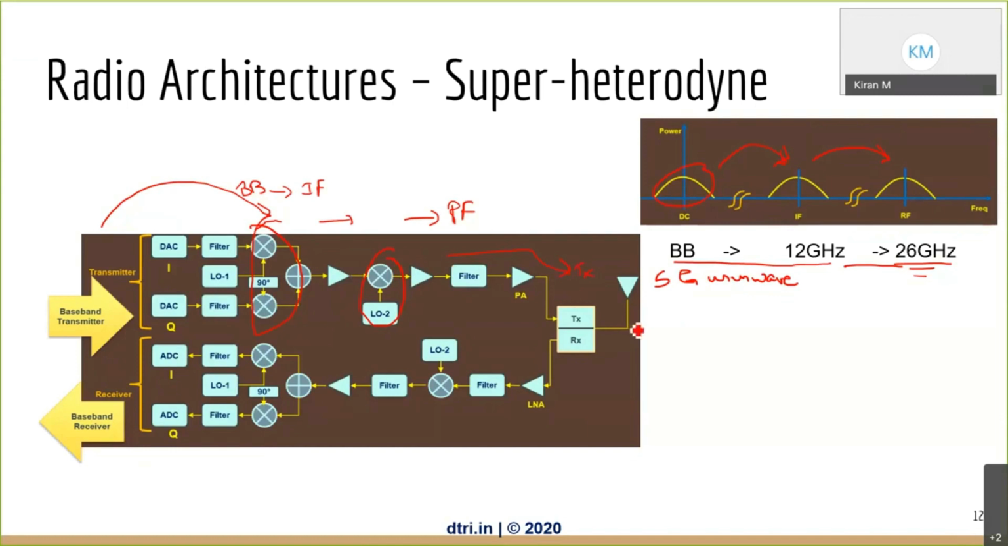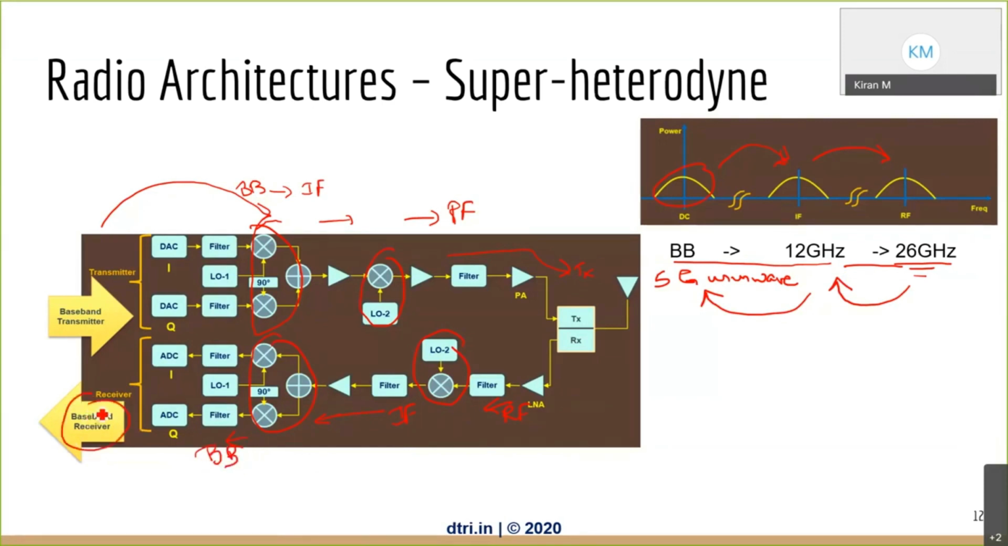On the receive side, I will receive this RF frequency, 26 gigahertz. First I have to convert it to 12 gigahertz, so that operation happens here. This converts, input is RF, output is IF. Then I have to convert that IF frequency to baseband, so that is this mixer. Input is IF, output is baseband. Once you have the baseband information, it goes to the baseband receiver.